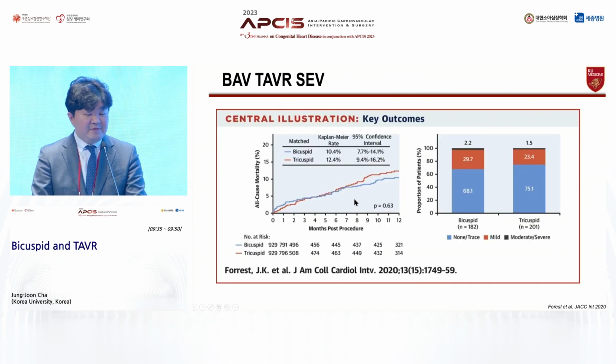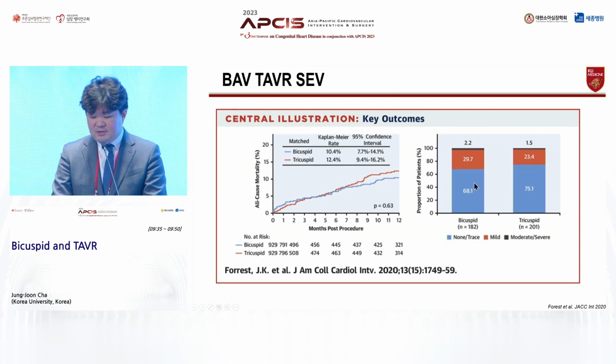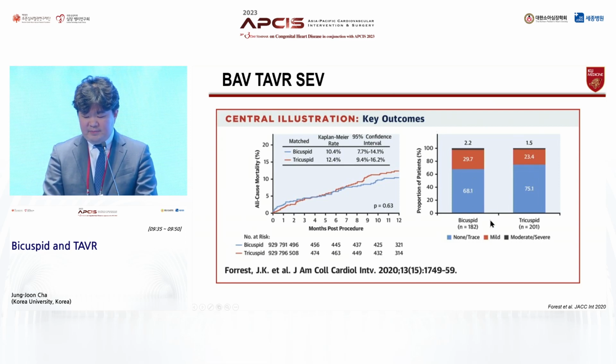Then how about self-expandable valves? Self-expandable valves show comparable results between the tricuspid and bicuspid valve, with bicuspid almost 10% at 1 year for all-cause mortality. But there still remains more PVL; mild and moderate-severe PVL is higher compared to the tricuspid valve.